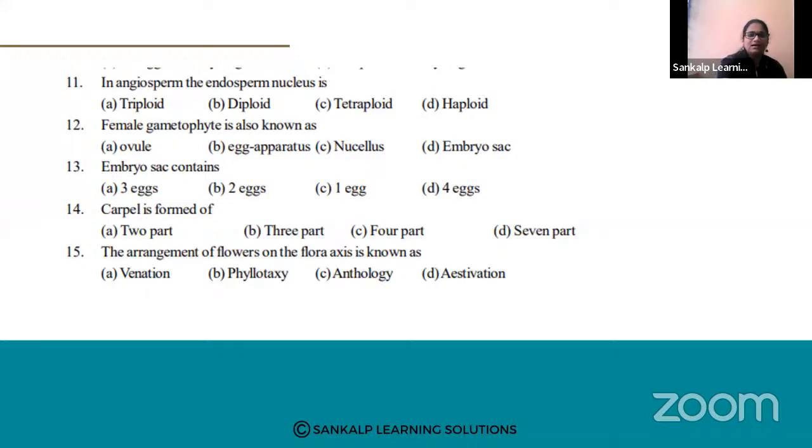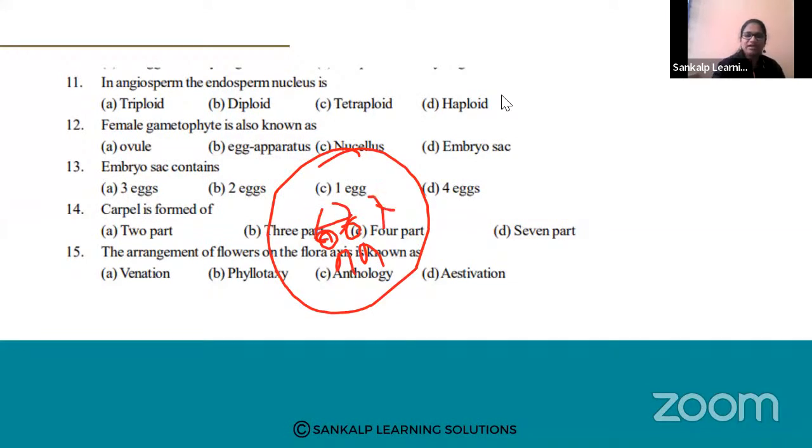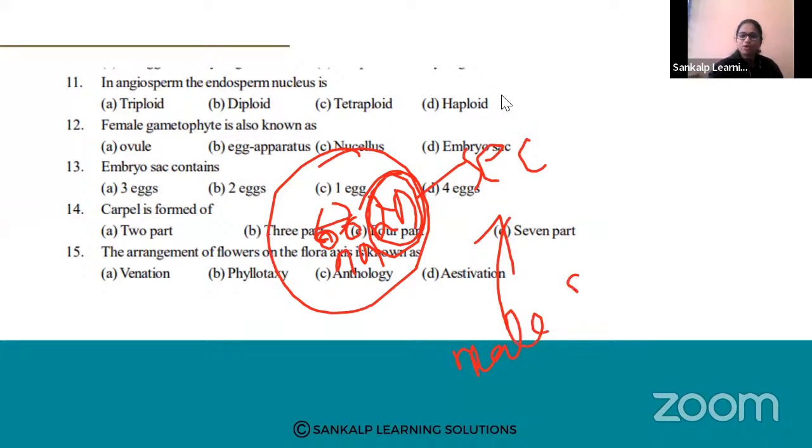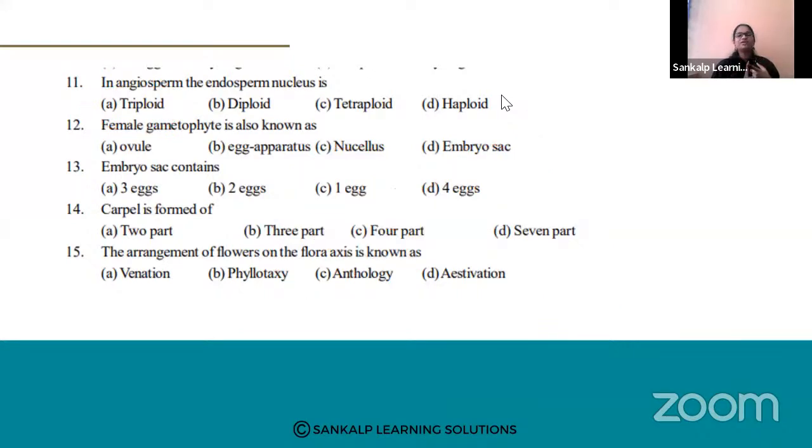The central cell is formed by the fusion of 2 polar nuclei, which are haploid in nature. So when fusion happens, it will be diploid in nature. This diploid, or secondary nucleus, will be fused by a male gamete. The male gamete is haploid. So 2n fused with 1n will be triploid in nature. You must have heard that fertilization in flowering plants is double fertilization, triple fusion. So option A, triploid in nature, is the right answer.